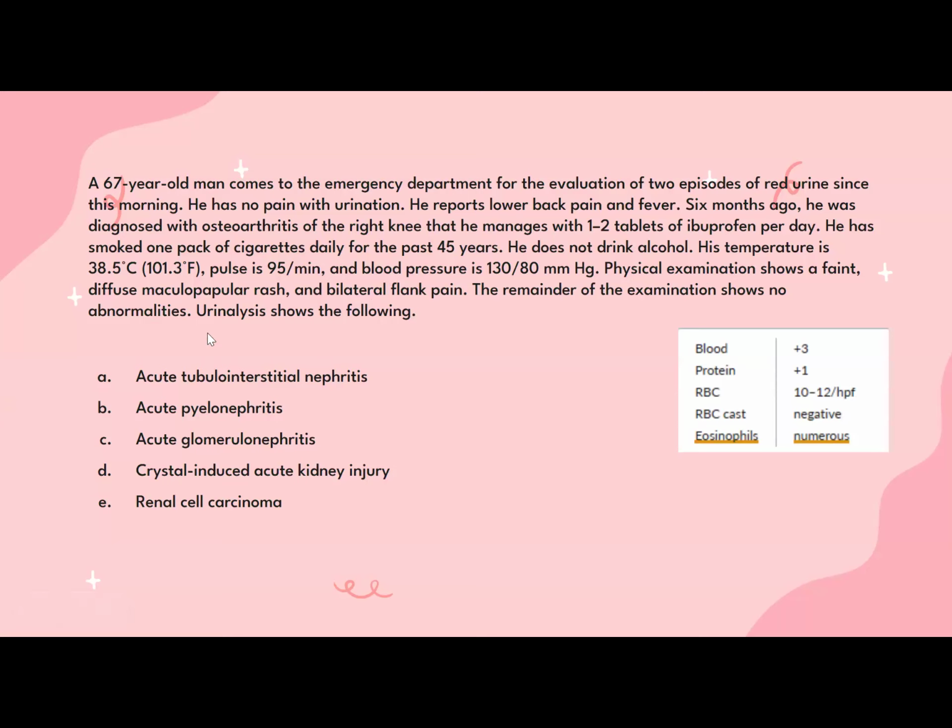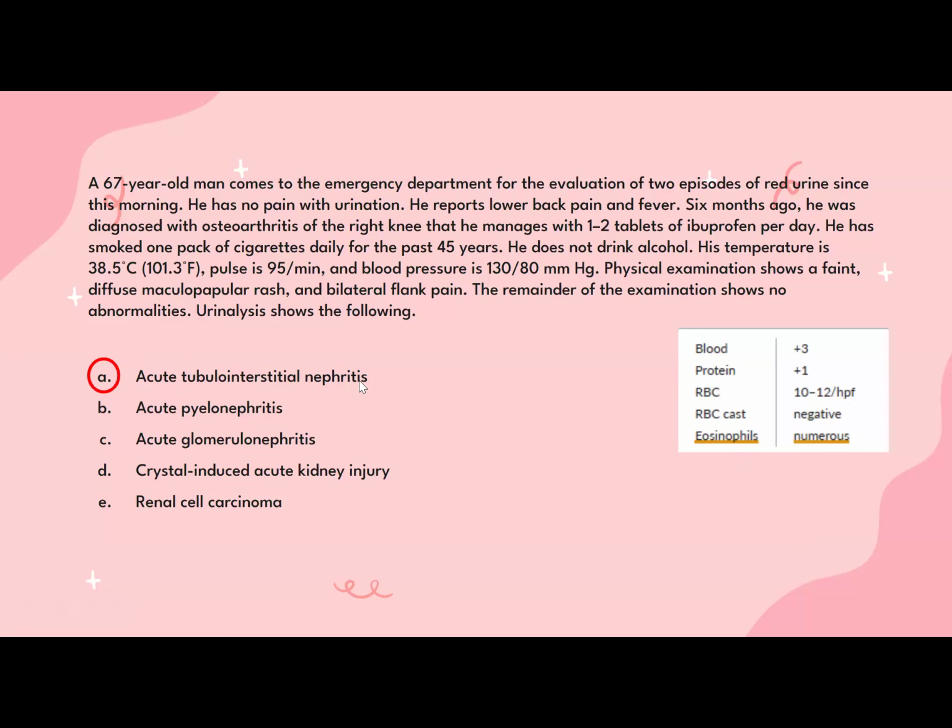The remainder of the examination shows no abnormalities. And this is what the urinalysis shows. So we have 3+ blood, 1+ protein. We have RBCs, casts are negative, and we have numerous eosinophils. Now, what are we thinking of when you know that there is a diffuse maculopapular rash and we have eosinophiluria, or we have eosinophils in your urine? What's the first thing that sort of comes to mind? And then the fact that he's been taking NSAIDs every single day.